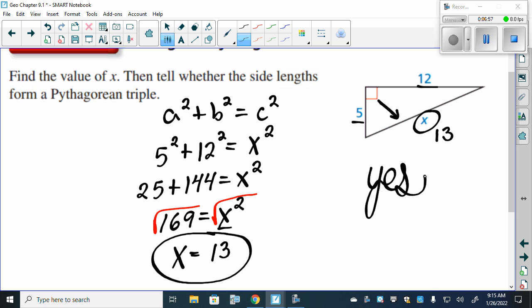Because we have 3 integers. We have 3 numbers that are not fractions or decimals or irrational numbers. Any questions on this here? Be ready for the next one.